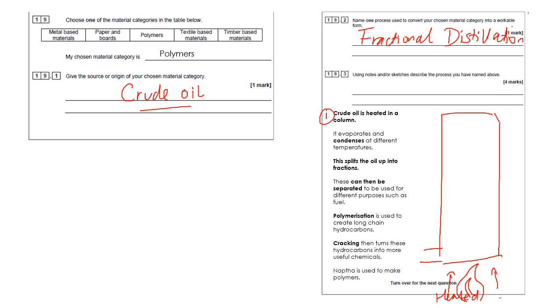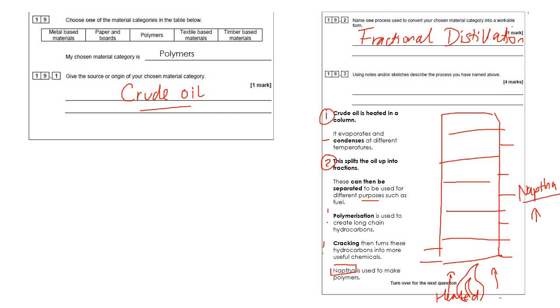The crude oil evaporates and it basically condenses at different temperatures. So it splits it into different fractions, and these are collected. Now, just so you know, the chemical that is used for polymers is called naphtha. So that could be something that you pick out if you really want to, but you could still get full marks on this without mentioning naphtha. So we've split them into different fractions. They can be separated to be used for different purposes. These are important here.